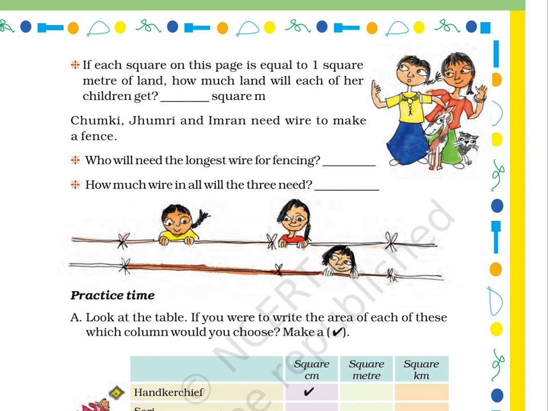Dash. On the top right corner of the page, we see Chumki and Jhumri standing with their animals. And below this question, we see all the 3 kids holding their fencing wires.